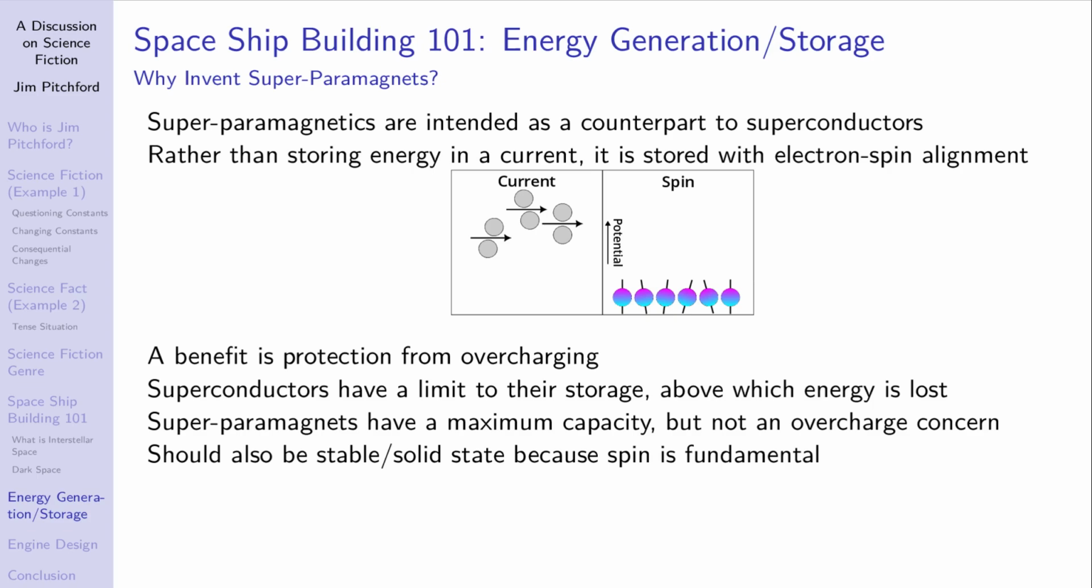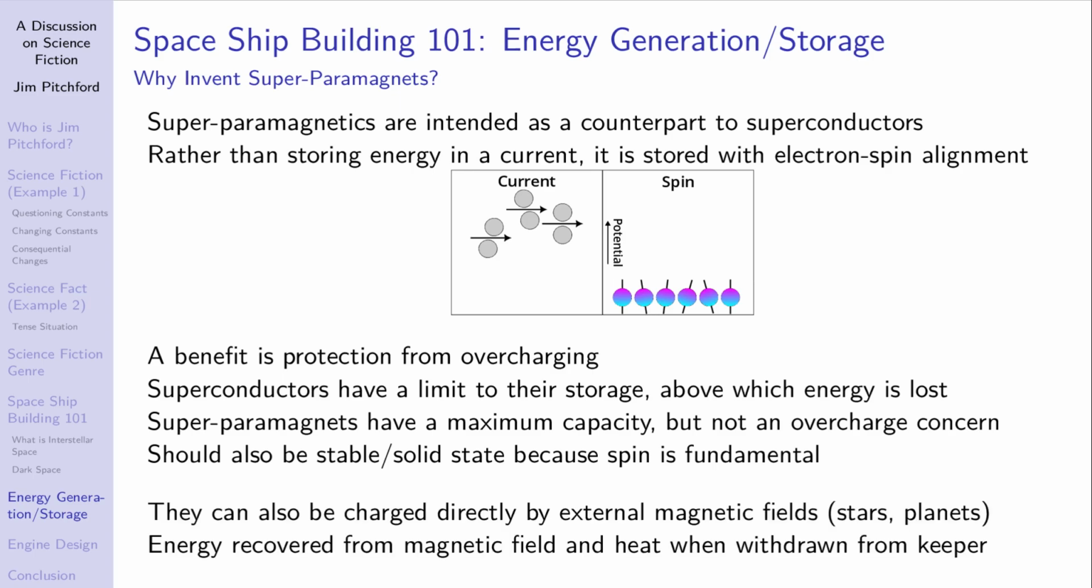But spin, in spintronics, so long as the electrons are sitting there and they don't turn their spin, the data is still there. It's perfectly fine, perfectly protected. It is inherently non-volatile. It is inherently solid state and stable. So that is another advantage that a superparamagnet may have over a superconductor.